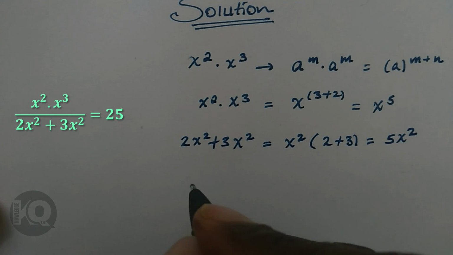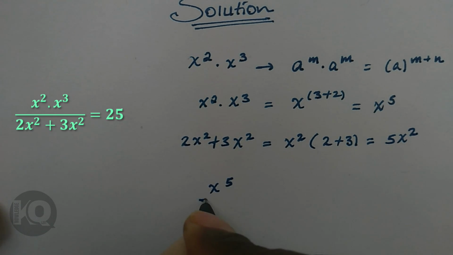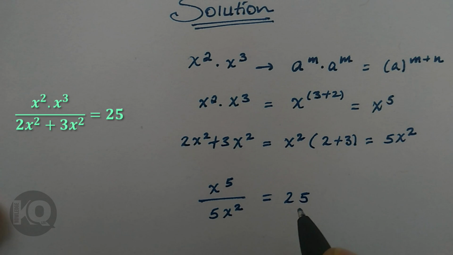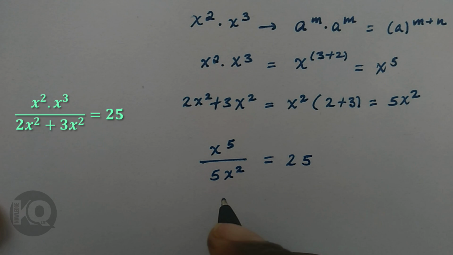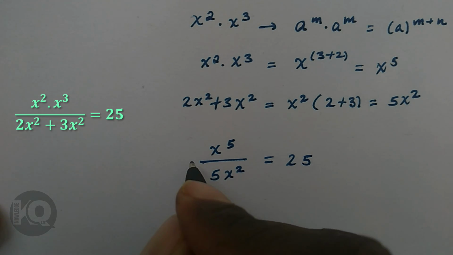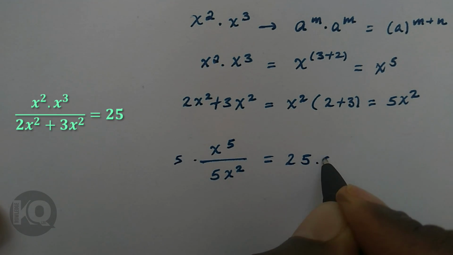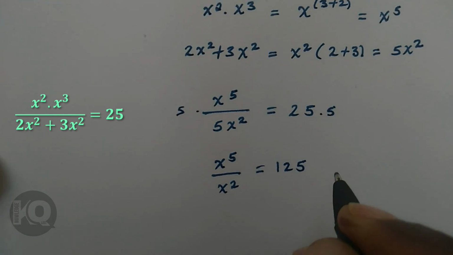Now we can rewrite the above equation as x to the power of 5 divided by 5x squared, which is equal to 25. So now let's simplify this one. Let's multiply both sides by 5, and we will get x to the power of 5 divided by x to the power of 2, which is equal to 125.